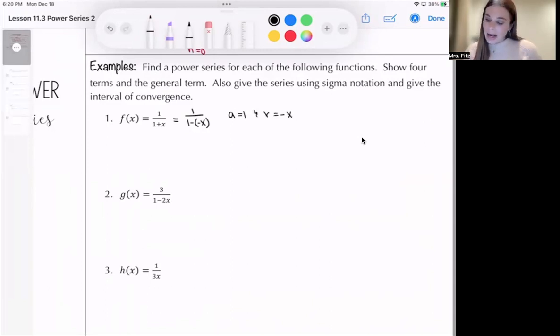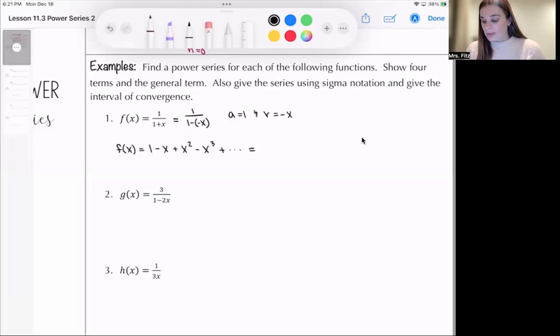Okay, so it asks for the first 4 terms and the general term. So f of x would equal, and let's start with just the first 4 terms. The first term would be 1. Then we multiply 1 by -x to get the next term, so minus x. Then we multiply by -x again to get the next term, so plus x squared. Then we multiply by -x again, so minus x cubed, and then plus ... that's going to keep going. So we have the first 4 terms of this series.